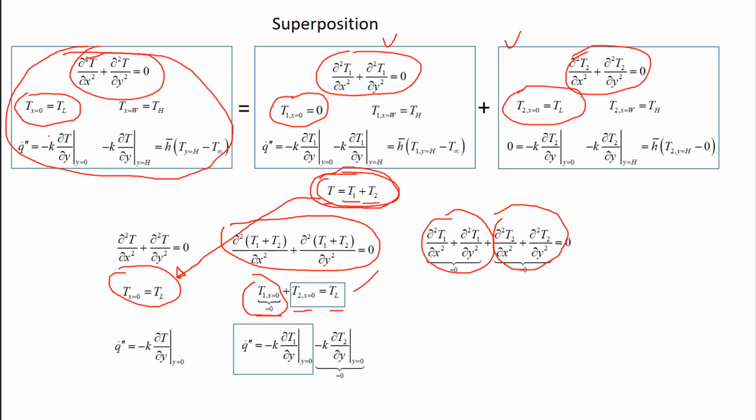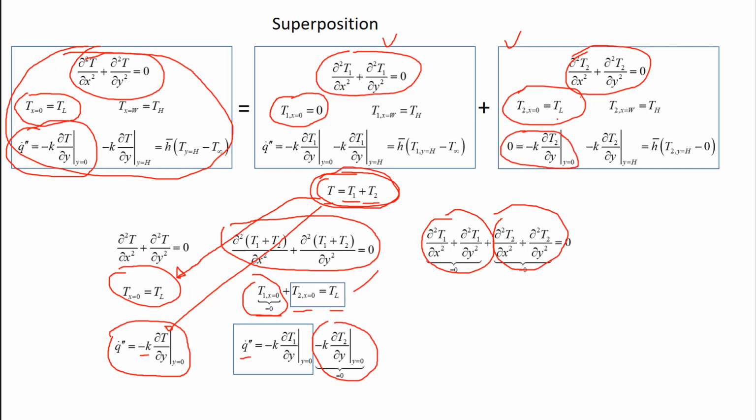Same thing, let's do one more. This is the heat flux boundary condition. The heat flux has to be equal to minus k dT/dy. So if I plug this into here, it would say the heat flux has to be equal to minus k dT1/dy at y equals 0, minus k dT2/dy at y equals 0. Well, this part right here, if I go look up here, that's equal to 0, right? That is the boundary condition I used for T2. And this part right here, that's exactly the boundary condition I used for T1, right? So every boundary condition will be satisfied, and the partial differential equation is satisfied, therefore the problem is satisfied.